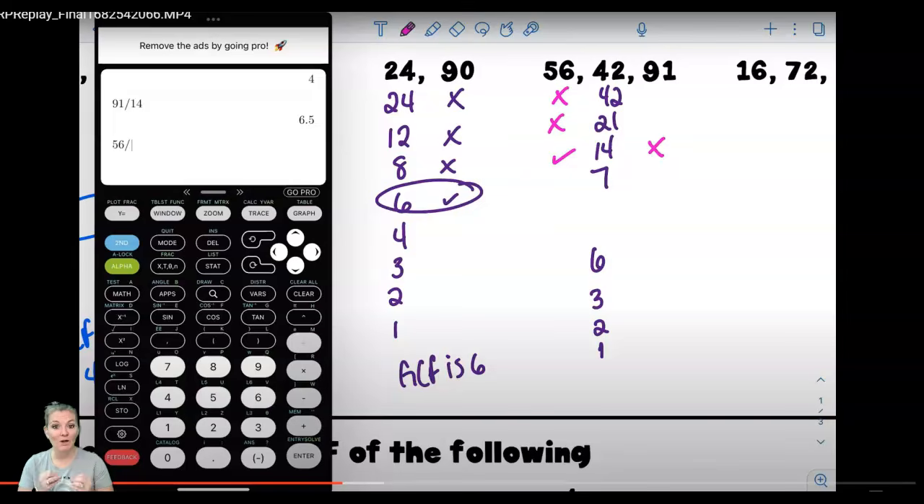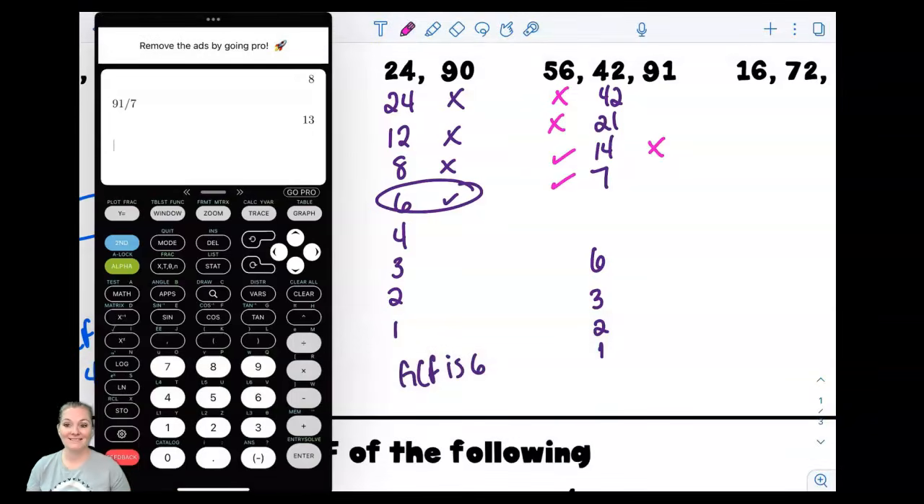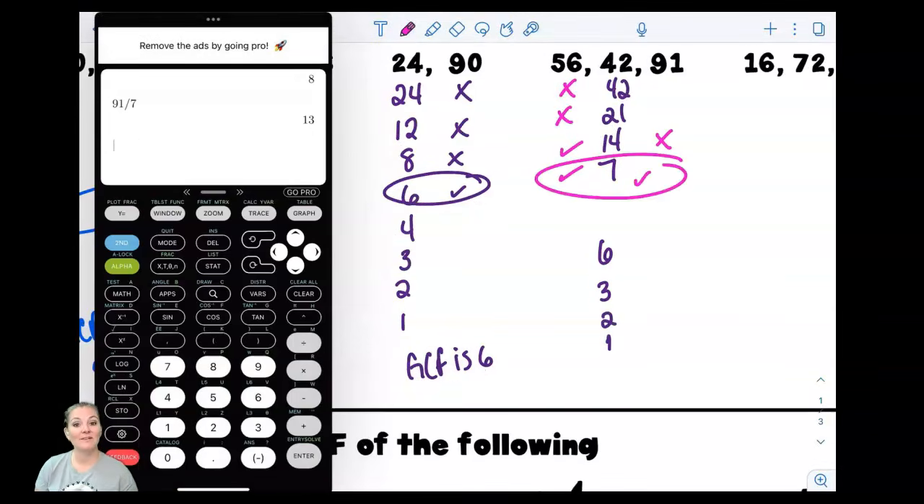It has to work in all of them. Just because it works in one of them does not guarantee it's going to work in the other one. 14 worked for 42 and 56, but it does not work for 91. So we're going to keep going. Going to 7. 7 works for 56. And 7 works for 91. So my GCF on that one is 7.